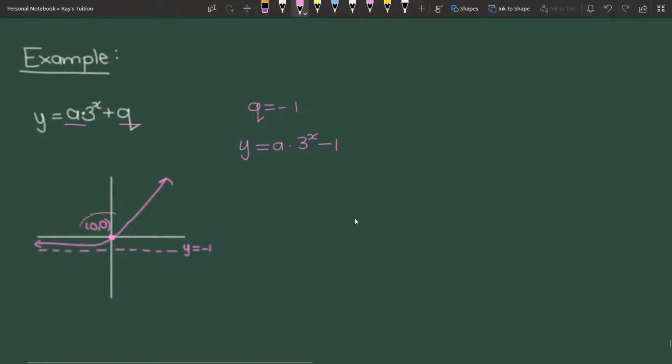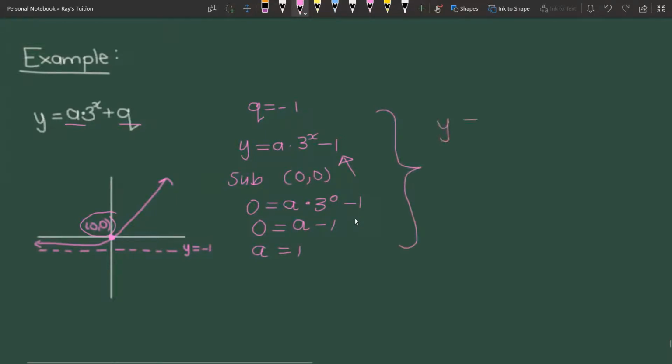Looking on the graph, we identify that (0, 0) is a point that lies on the graph, so we sub (0, 0) into the equation. In the place of y, we put 0; in the place of a, that is what we're solving for; and in the place of x, we also put 0. So we get 0 is equal to a times 1 minus 1. Solving for this, we get a is equal to 1. Therefore, the equation is y is equal to 1 times 3 to the power of x minus 1.